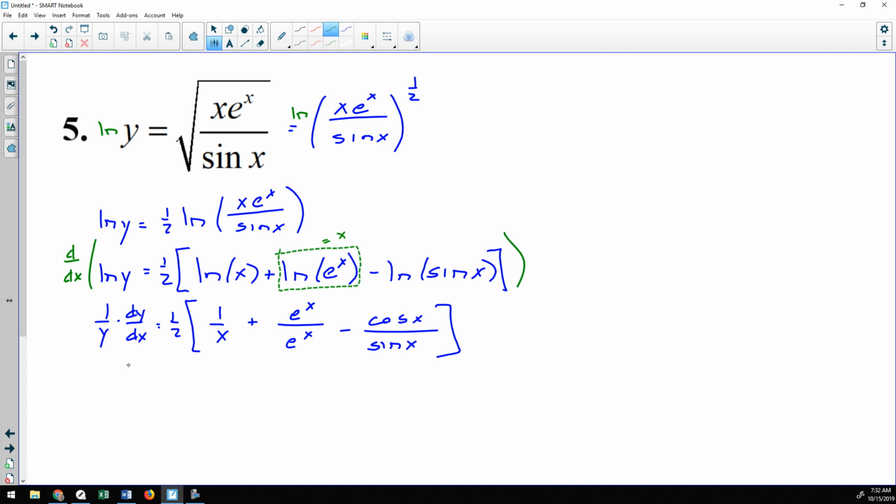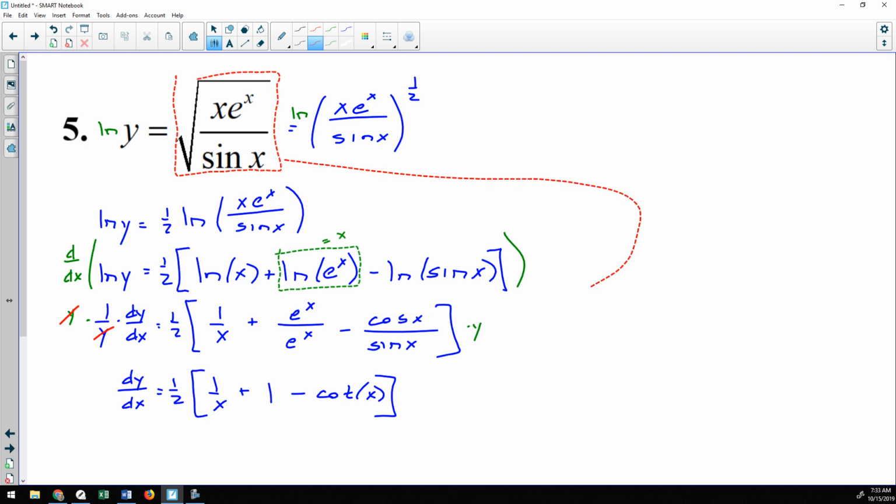And then to finish solving this, we will multiply both sides by a y. Over here, the y's cancel, and I end up with a final answer, and I'm going to clean this up just a little bit. When simplifying is convenient, I will simplify. So dy dx is 1/2 of 1 over x plus e to the x over e to the x is 1, minus cosine over sine is cotangent, times y. But again, we know that y was equal to this stuff, so I'm going to take this stuff and plug it in the place of the y right here to give my final answer that looks like this.